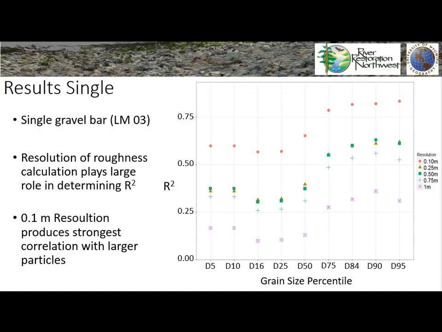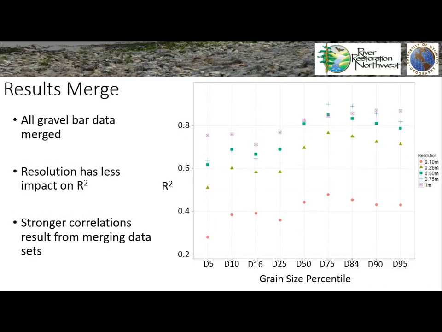What we can see here is that our higher resolution model is a much better predictor for grain size when we're looking at a single bar. And we're getting upwards of 0.78 for the D90 and around 0.65 for the D50 when we're conducting this analysis, which is pretty good when you're trying to look at a model for a single bar. But what I want to really show you is when you take a larger data set, we can get much better results.